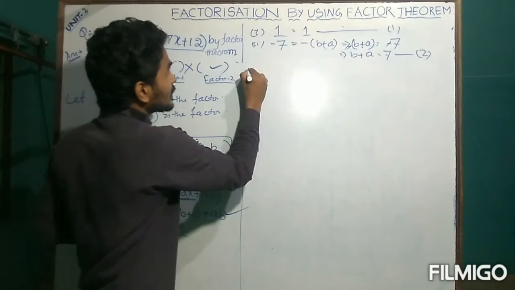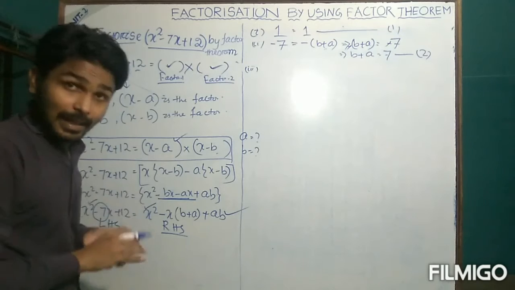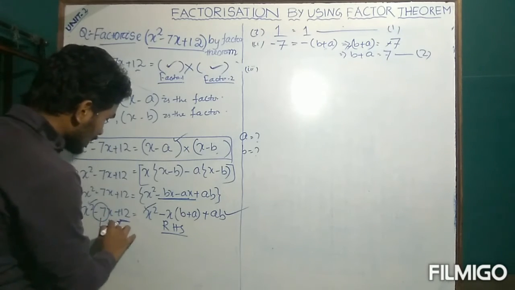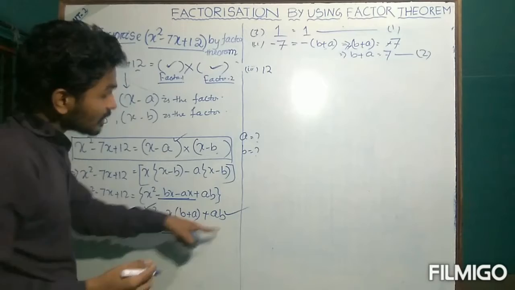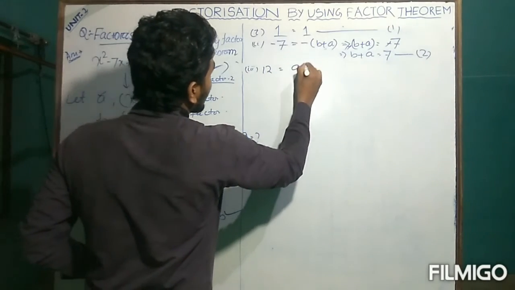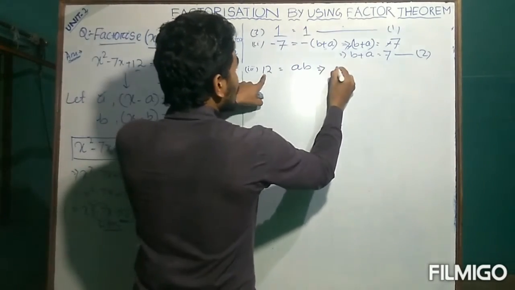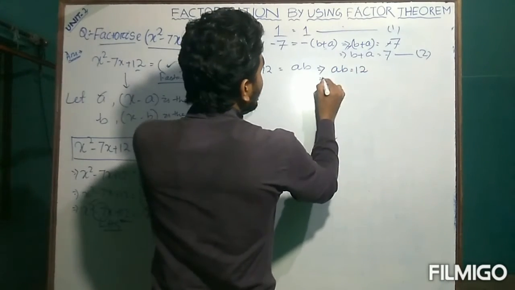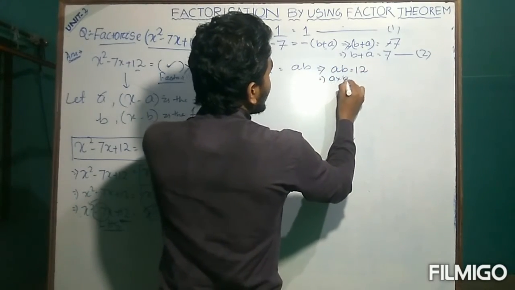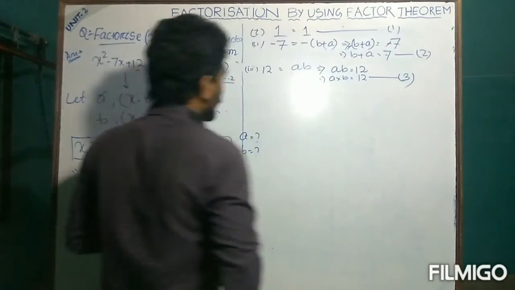Now let us compare the third term. The third terms are the constant terms. Here the constant term is 12, so write 12 here. And on the other side the constant term is ab. So write it conversely. Hence we get ab is equal to 12, or we can write a into b is equal to 12. This is equation 3.